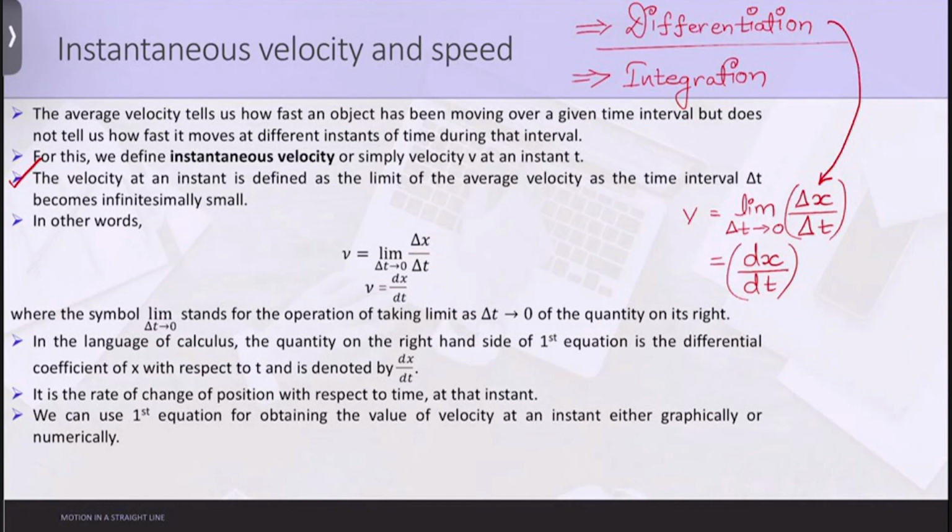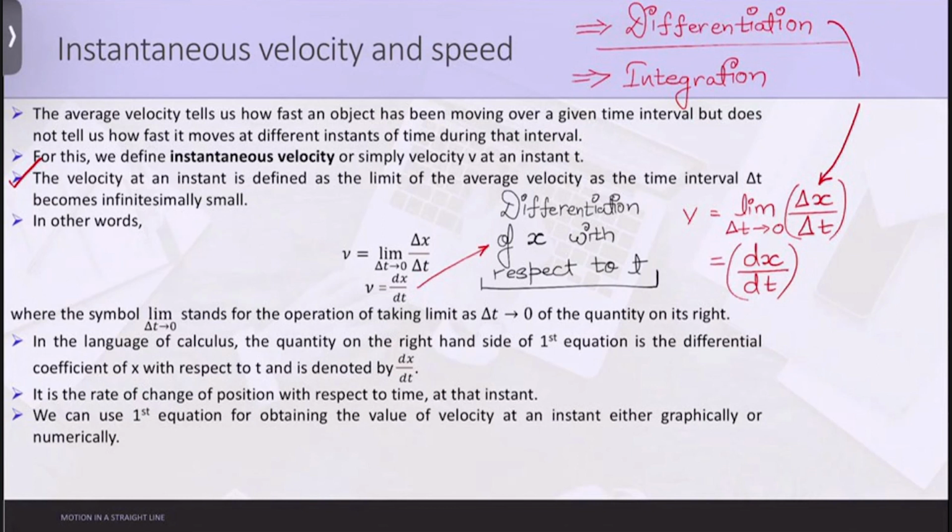Let me keep writing so that you can understand. That is nothing but differentiation of x with respect to t. So that is the basic mathematical analogy which has been explained here. Hope I was able to explain this. Let's move on with the further concepts here.